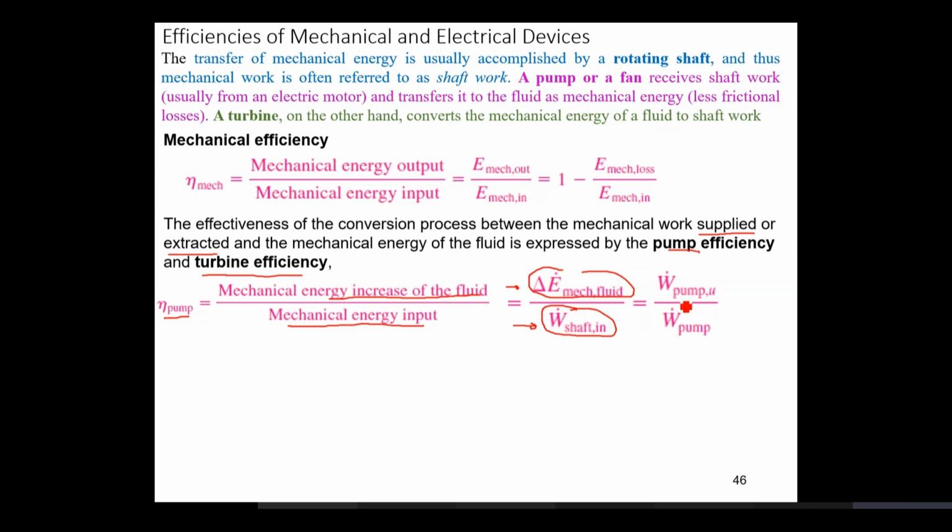Or it could also be written as the work pump useful. That means the useful work that is being extracted out of the total work which is being done on the pump would give you the efficiency of the pump. So far, is it clear?